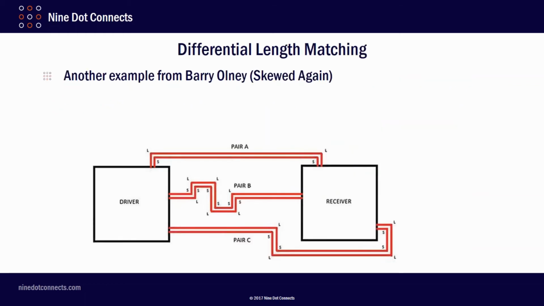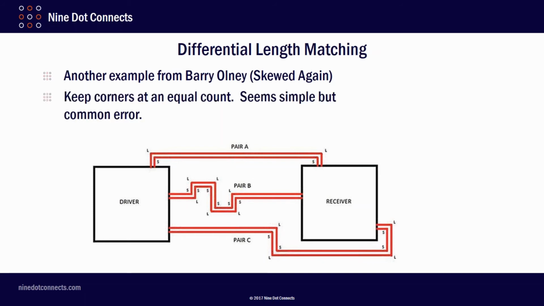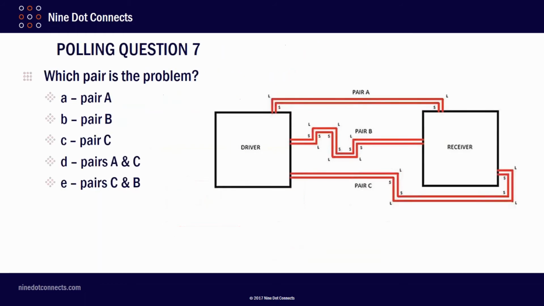Now, Barry also created another article called Skewed Again. And this is a thought process that I thought was definitely germane to our conversation here. I want you to think about this situation. In his article, he talks about keeping corners at an equal count. Again, the concept is matching length. It seems simple, but it actually is quite a common error.